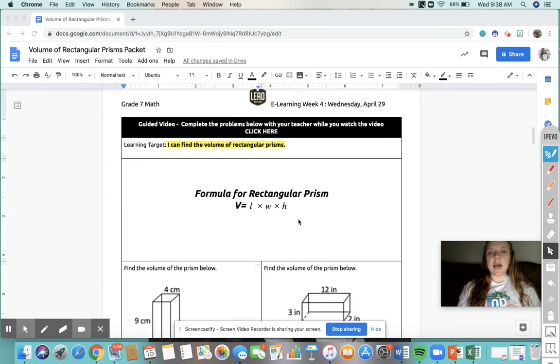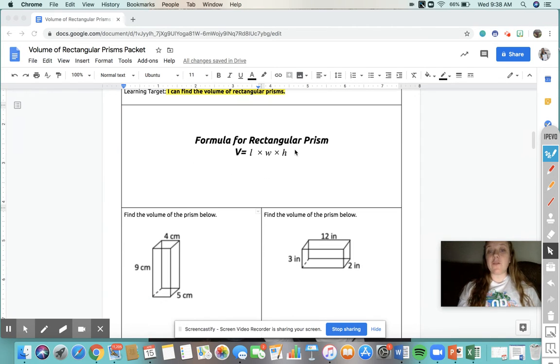All right, now the next thing that we need to know is that the formula for a rectangular prism is volume equals length times width times height. And that is written right here. And you're going to need to write that every single time today. Miss Bright, why would we write it every time? It's already up at the top.